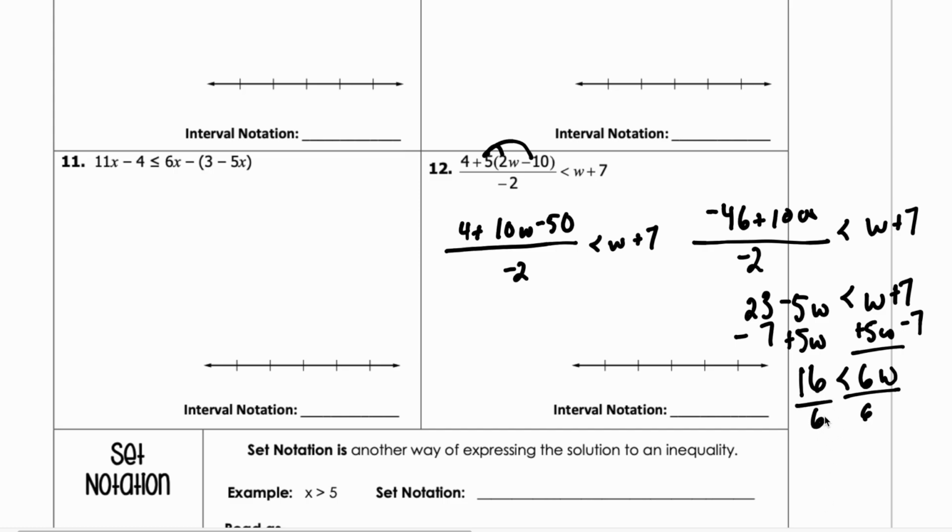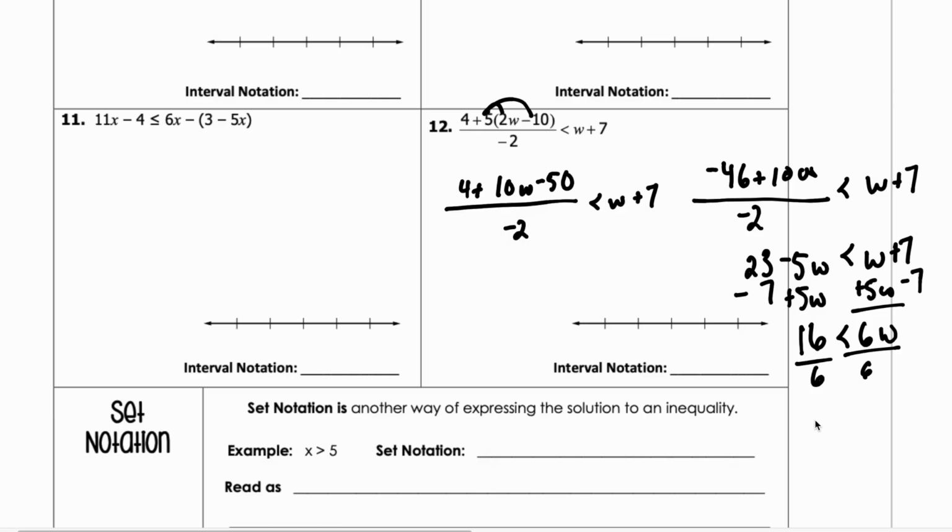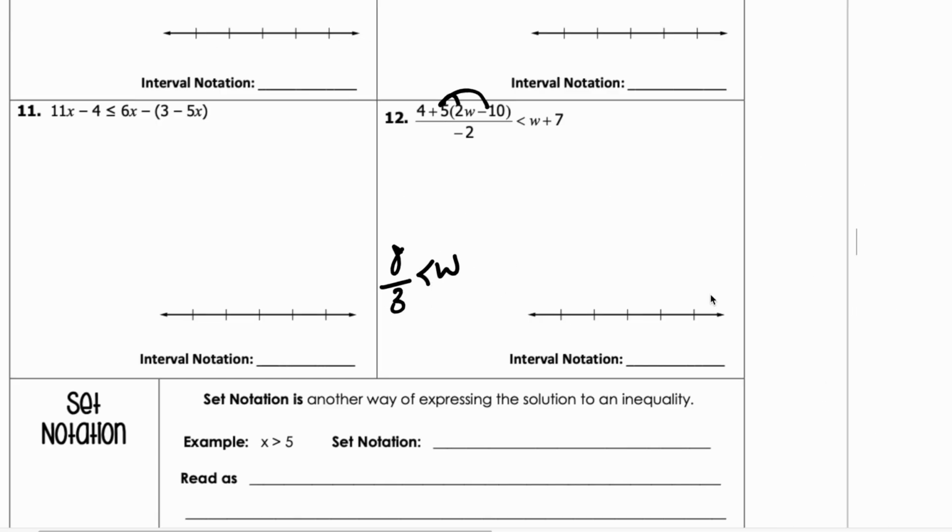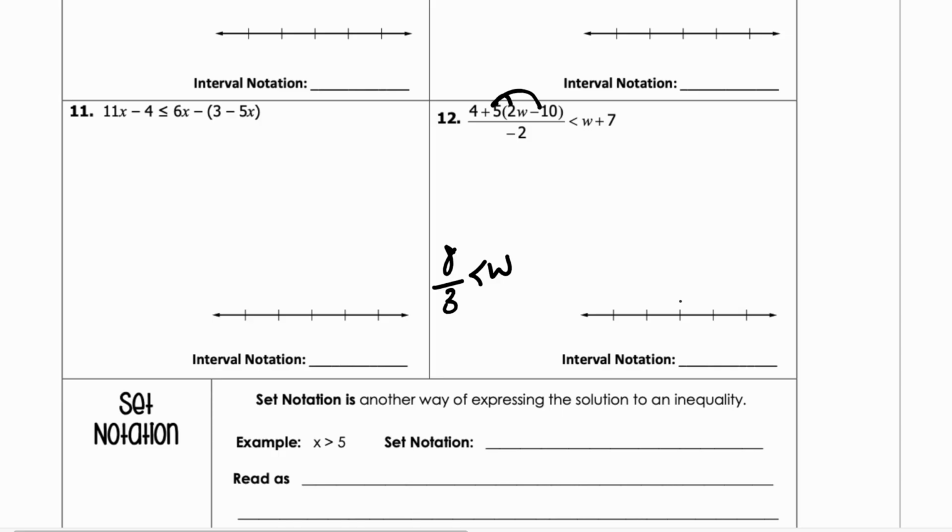Now I'm just going to reduce this. These both can be divided by 2, so that would be 8 over 3 is less than w. Okay, so I have my answer. I'm going to rewrite this and make it look a little bit nicer. Okay, and so 8 over 3 can be simplified to 2 2/3. So let's just say that this is my 8/3, and this would be 2, this would be 3, and so on and so forth.